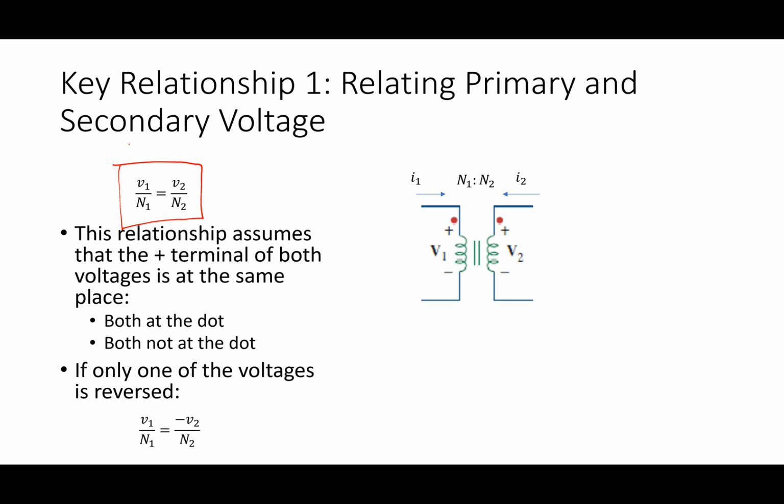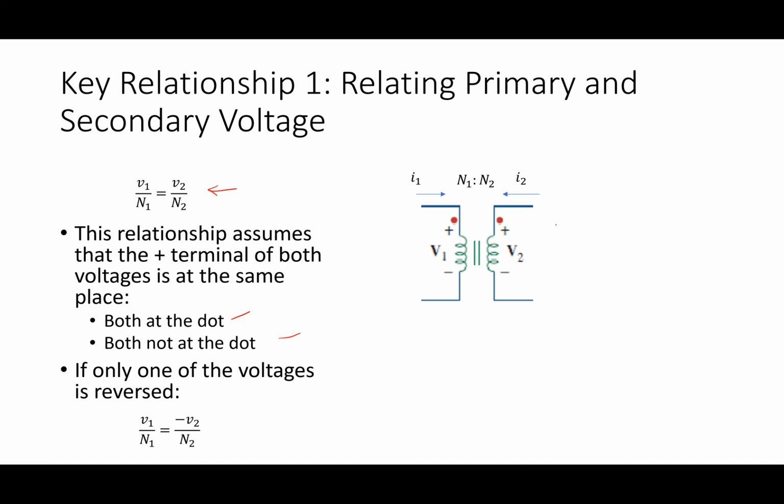Now, what we said is we have this dot convention. And what this deals with is the ways in which the transformer is wound, the directionality of the windings, because that affects some things about how the magnetic fields behave. So I'm not going to get into the nitty-gritty details of all that. But I did want to say basically this relationship is positive, where both sides of that equation are positive, if the plus terminals of the voltages are either both at the dot or both not at the dot. So if one of the voltages is reversed, then you put a negative sign in there.